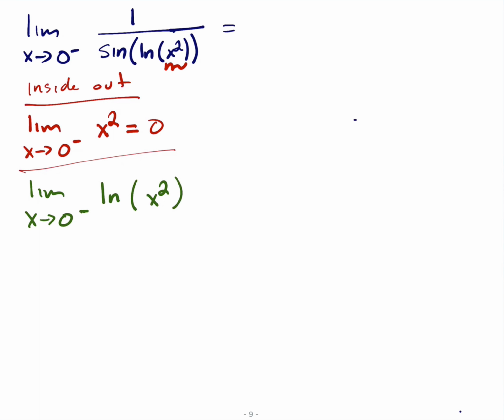Because you're squaring x, right? And what happens when you square x? If it's negative, it's going to be positive, right? So this is actually, do you guys agree that this is the same as the limit as x approaches 0 from the right of ln of x? Do you guys agree that that's the same thing? Yeah. So we don't really have to worry about it being from the left, where ln of x isn't defined. There's nothing there, right? Because when you square it, you'll get the same thing. Yeah?